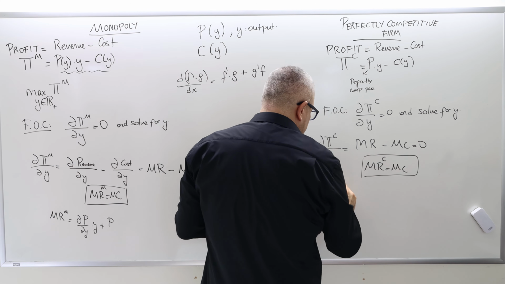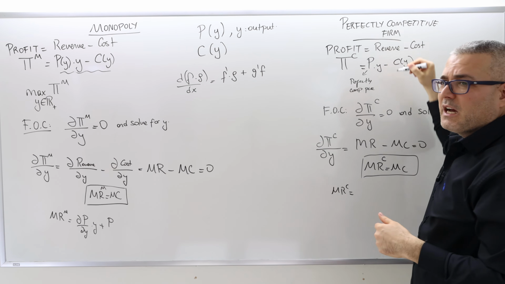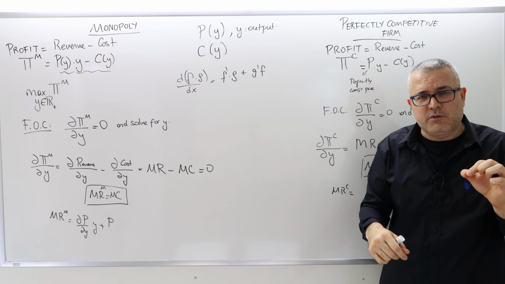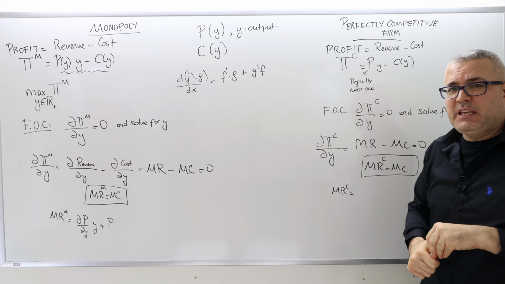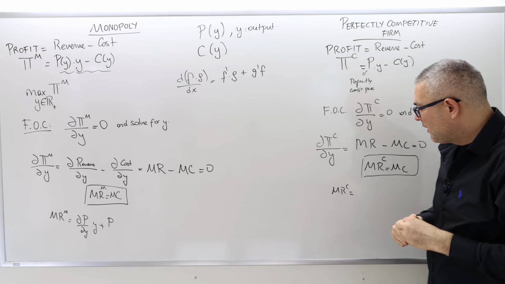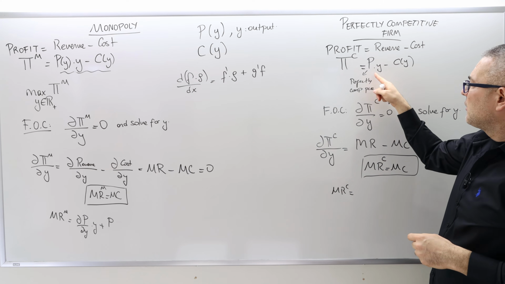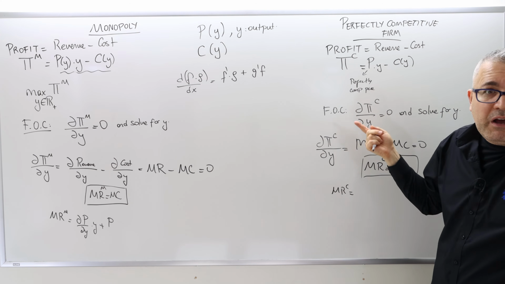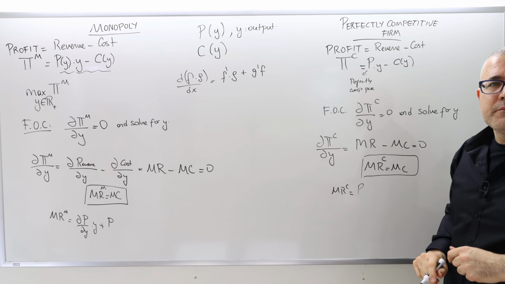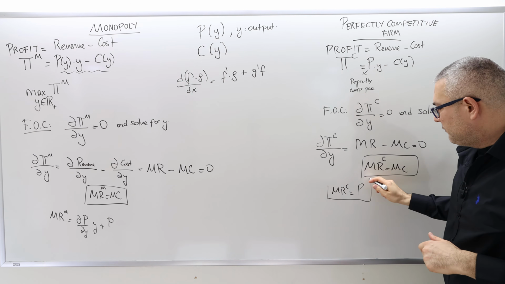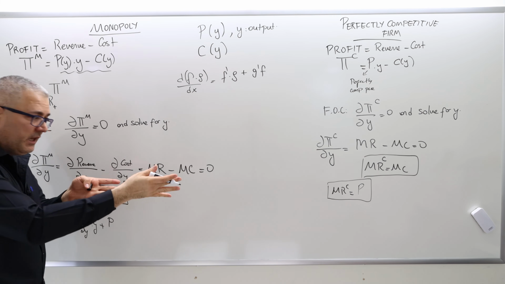What about the marginal revenue of the competitive firm? The revenue is P times Y, and P is a constant number, remember, because the competitive firm is a price taker. So it takes P as given. It's 2, 3, I don't know. So the marginal revenue of the perfectly competitive firm is the derivative of 2 times Y. Think of it that way. So it's just 2, or just P. So the marginal revenue of the competitive firm is P.